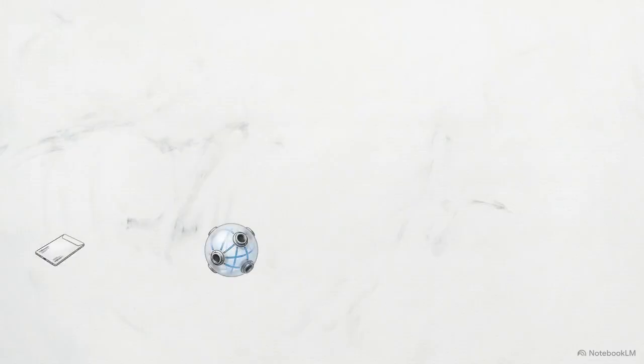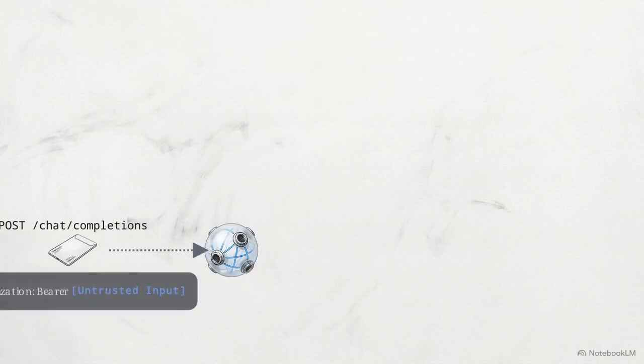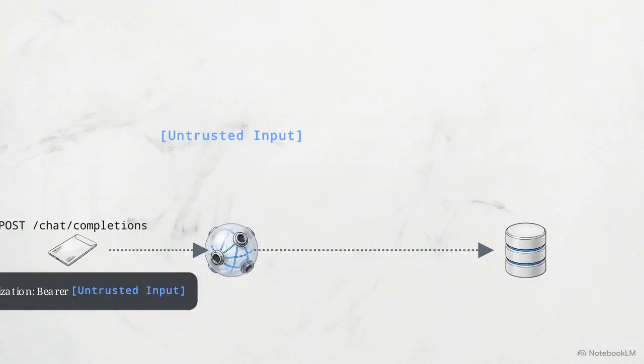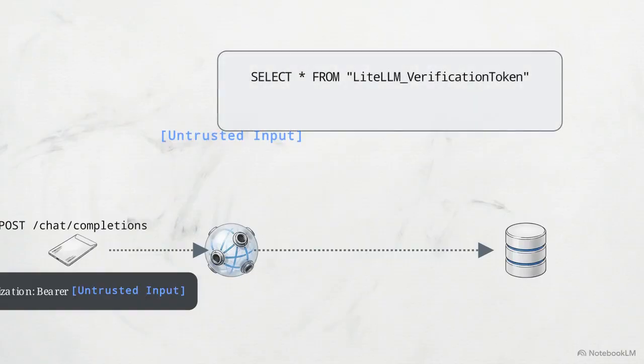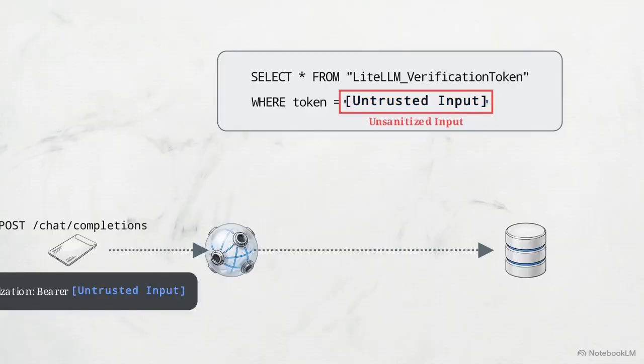This diagram shows the life cycle of an authentication request hitting the LiteLLM proxy. Every request includes an authorization bearer header. The proxy takes this string and passes it to the backend to verify the user's identity and check their spending limits. The backend handles this by running a PostgreSQL select statement against the LiteLLM verification token table, searching for a row where the token matches the user's input. The application concatenates the bearer token directly into the query. Because it lacks parameterization, the database treats the user-provided string as part of the command's logical structure.